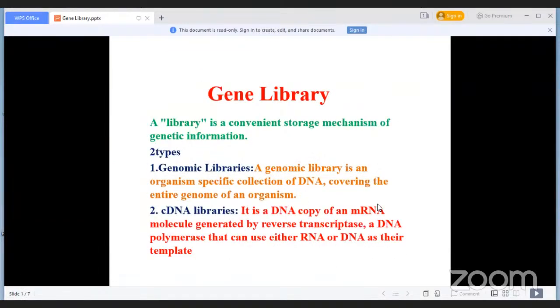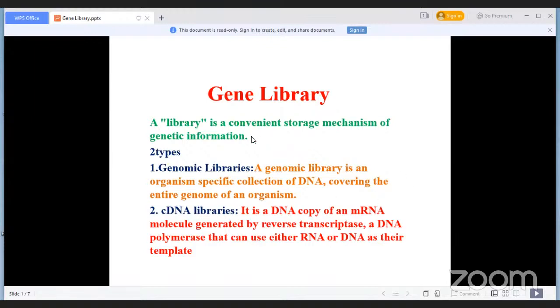Today's topic is gene libraries. What is a library in the general definition? There are different types of libraries. A library means storage of different types of tools. So a book library is the storage of books. That's why here, in the gene library, it is the storage of genes.